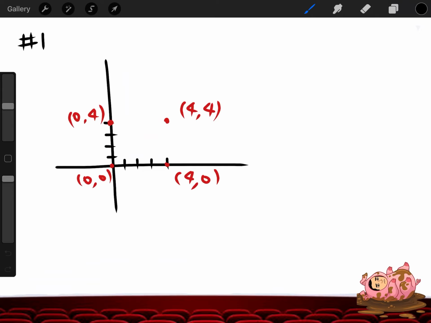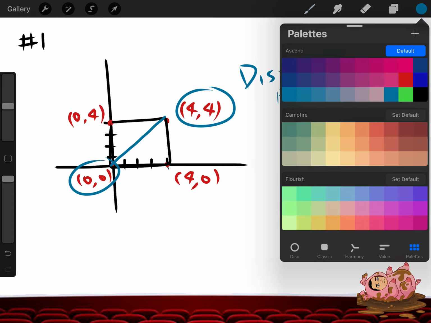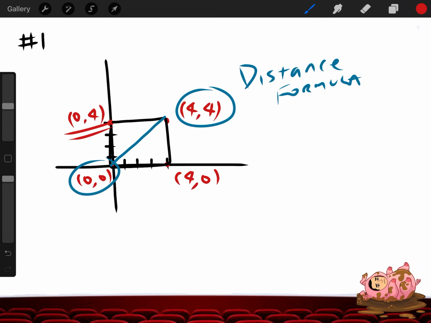For the first one, I ask you to use the coordinates, and I already plotted them for you. You're going to be able to come up with a square. What you need to find is the length of the diagonal, so you're going to use the distance formula. You can use 4 comma 4 to 0 comma 0, or you could use 0 comma 4 to 4 comma 0. Either way works.